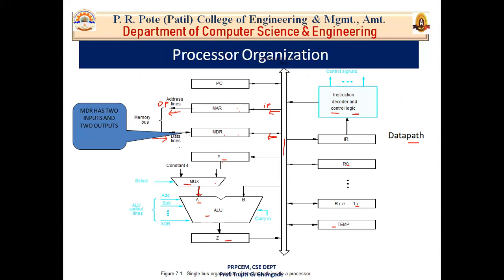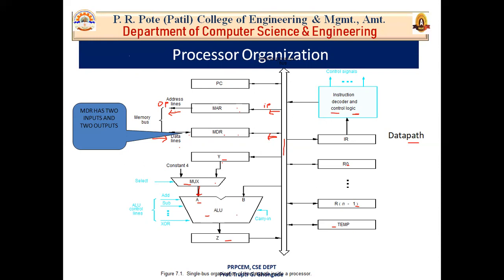Now MDR has two input and two output lines, and MAR has one input and one output line. The input of MAR, that is the memory address register, is connected to the processor internal bus, and the MDR input is connected to the processor internal bus and its output is connected to the memory bus. Now this memory bus is external, but the MAR and MDR registers are connected to both the buses, that is the memory bus and the processor internal bus. So they work as an intermediary between the memory and the processor. Then the program counter is again connected to the internal bus.